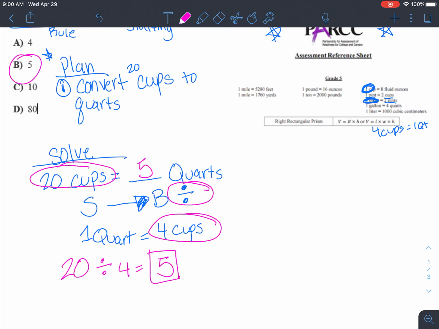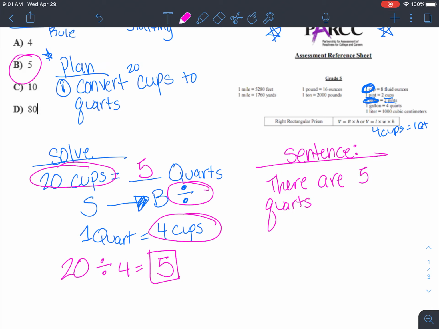And this is a word problem, even though it's multiple choice. I'm also going to have my sentence to make this a perfect word problem. There are 5 quarts in 20 cups. You also could have said something like 20 cups is equivalent to 5 quarts. There are 20 cups in 5 quarts. All of those would have been perfect answers.